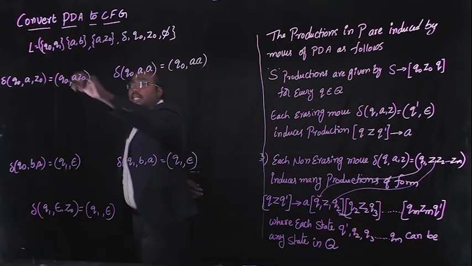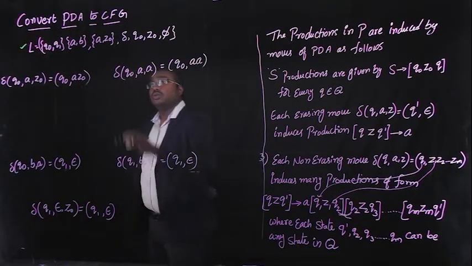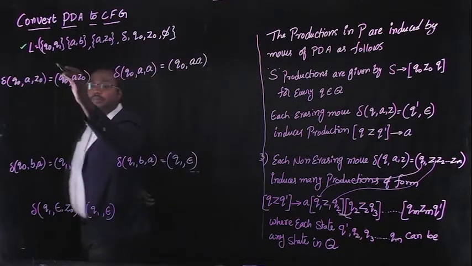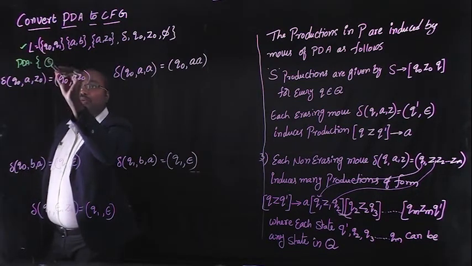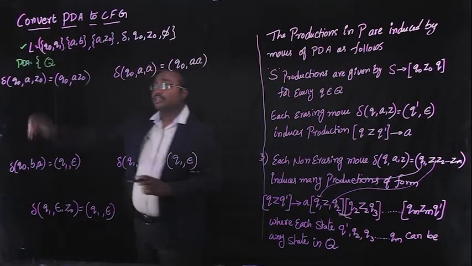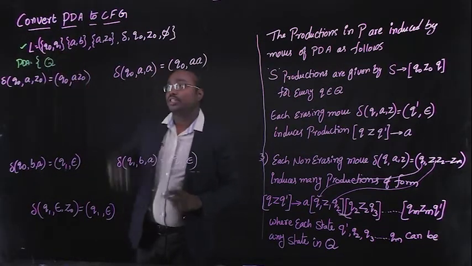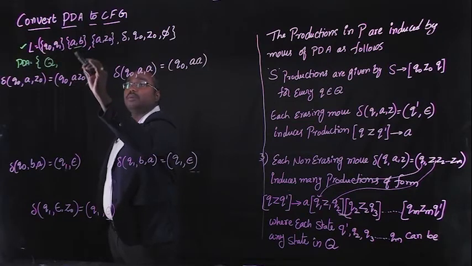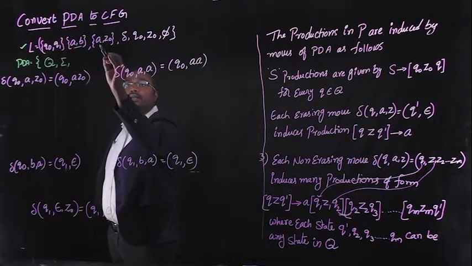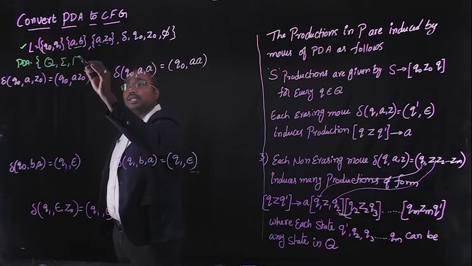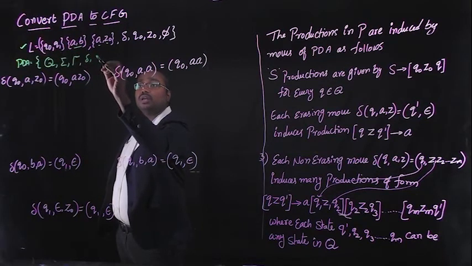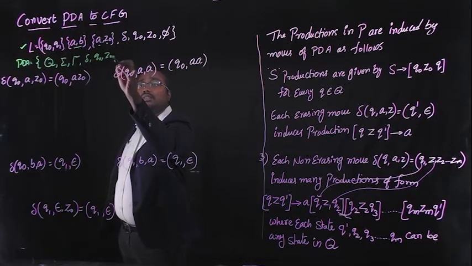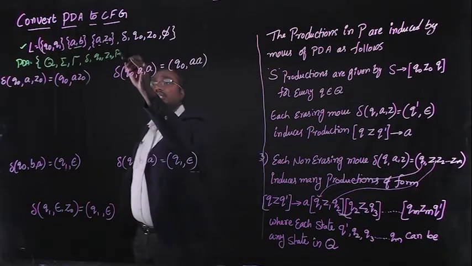First, this is the language. L, with states q0, q1. These are the states in the PDA machine. Let the PDA have 7 tuples. Capital Q represents the set of states, so q0, q1 are the 2 states in the machine. The next one, a comma b, are the input symbols, and a comma Z0 are the tau, tau meaning stack symbols. Delta is the transition function, q0 is the starting state, Z0 is the starting symbol in the stack, and the final state is phi.